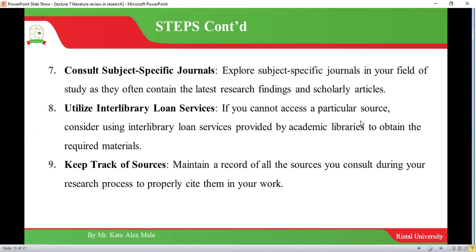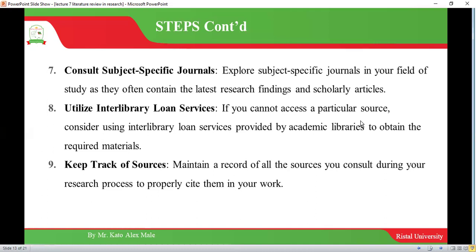Yet you really want to read about that article. So you can use some loan services that way to access the data you want. Then the other step, keep track of your sources. This one wants you to maintain a record of all the sources that you consult during your research process to properly cite them in your work.